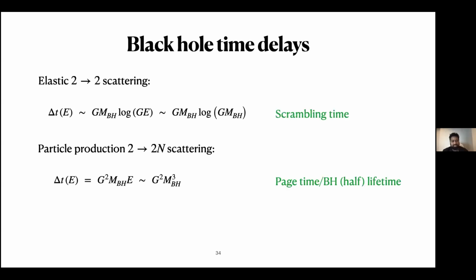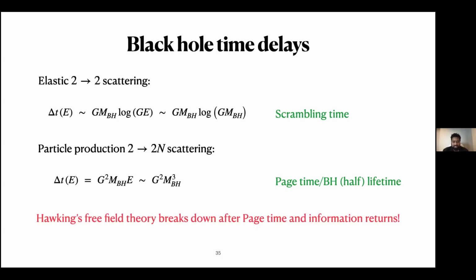So what you find is that the elastic amplitude captures scrambling time, whereas the particle production amplitude, the large n amplitude, captures page time, or half the lifetime of the black hole. So the way I interpret this result is that Hawking's free field theory breaks down after page time. The reason is that we threw two particles that are highly energetic into a black hole. For the initial half of the lifetime of the black hole, these particles just stay there and you receive Hawking radiation.